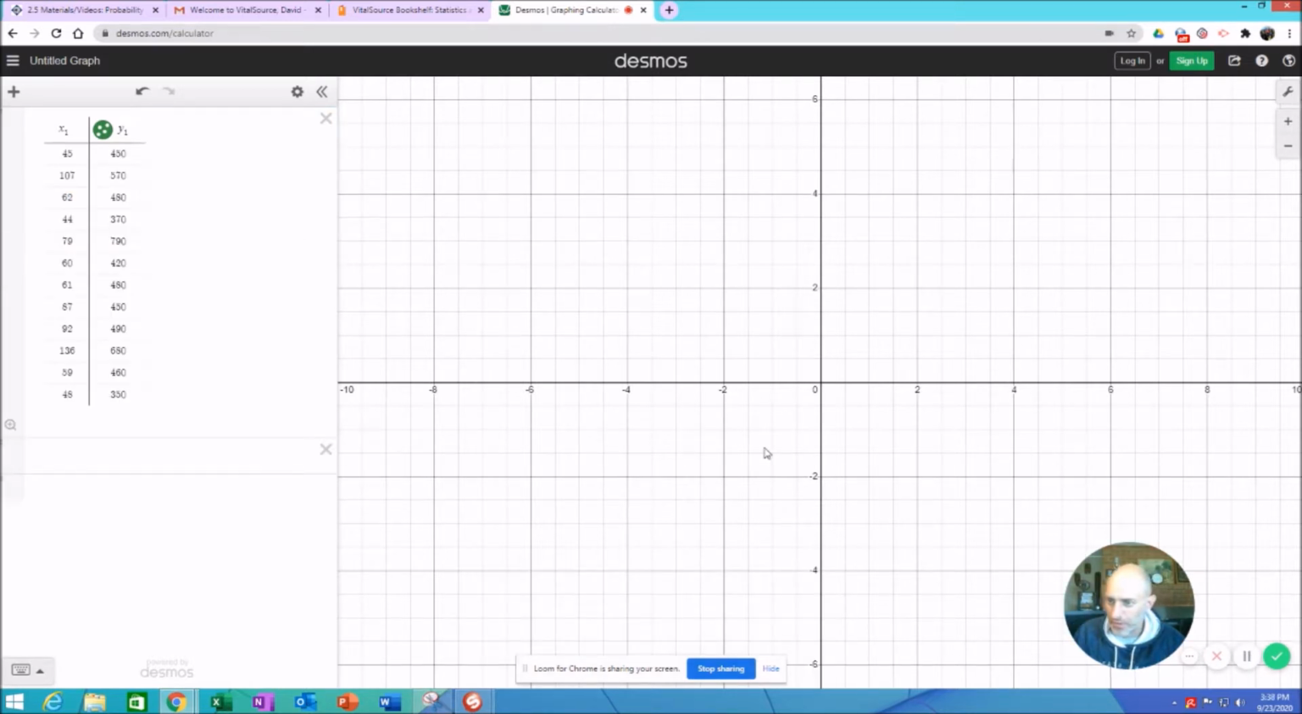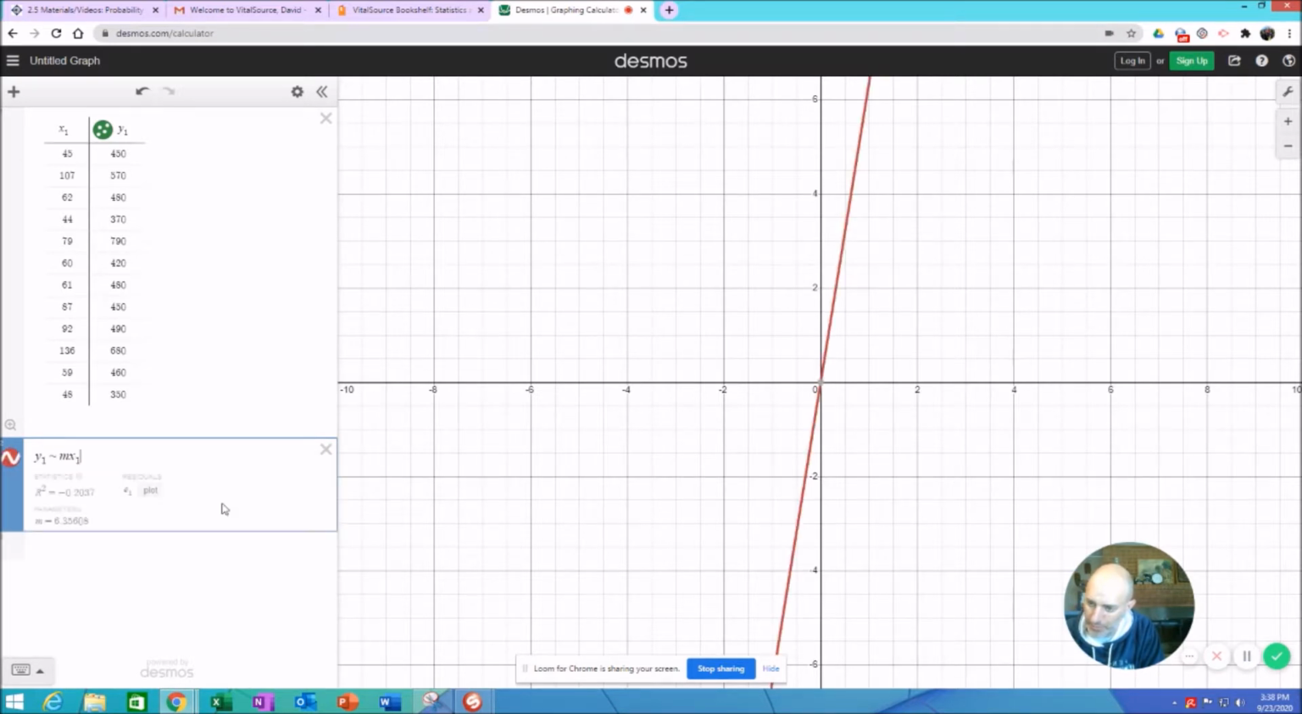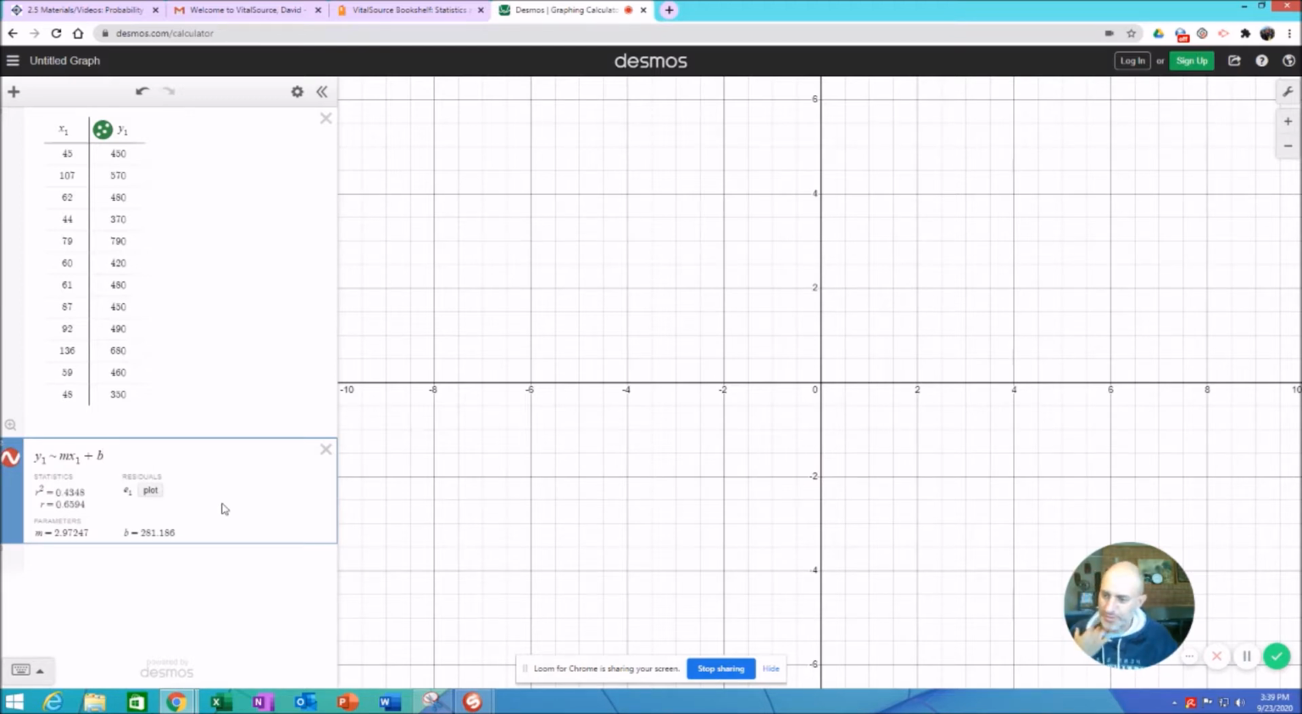Now to get our line of best fit, we can type y1 tilde a times x1 plus b. And you can see our equation there is going to be y is equal to 2.97x plus 281.819. Okay, so you have your slope and your y-intercept right there.